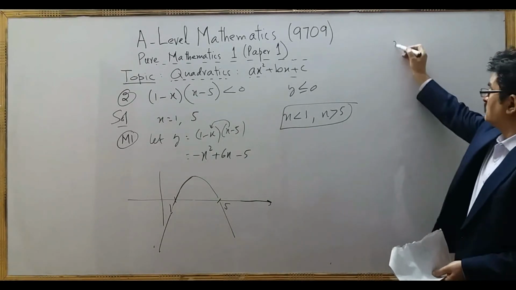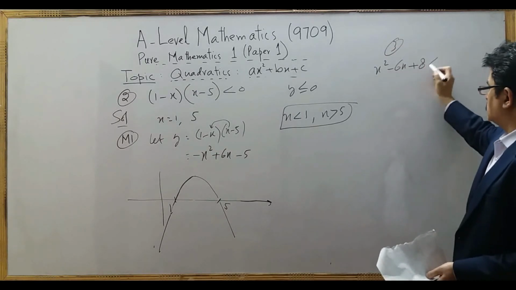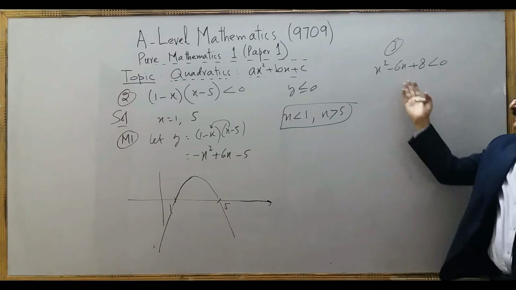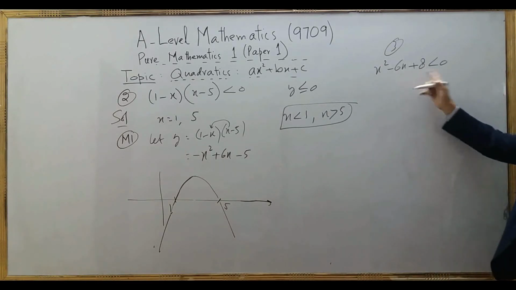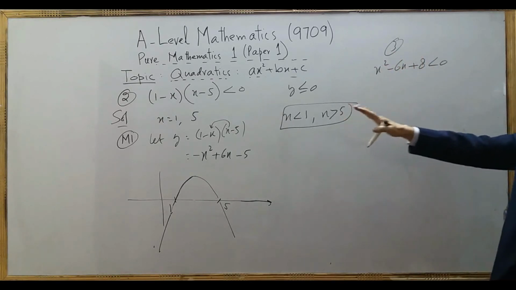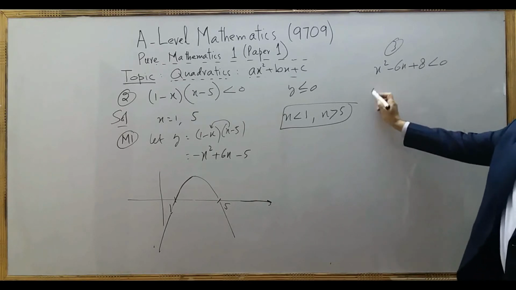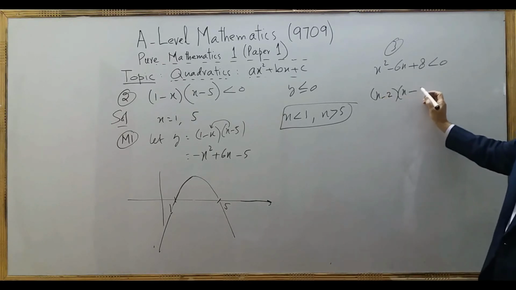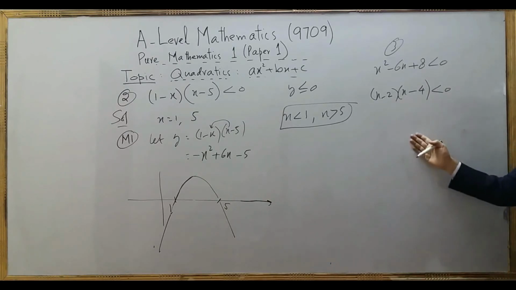Then we have example number 3. Now sometimes you have an inequality like this, less than 0. How will you tackle it? It's not factorized. Whenever you have an inequality, first see whether it is factorized. If not, then you factorize it. If you factorize, you will get x minus 2, or you can apply the quadratic formula as well. So first you factorize it.